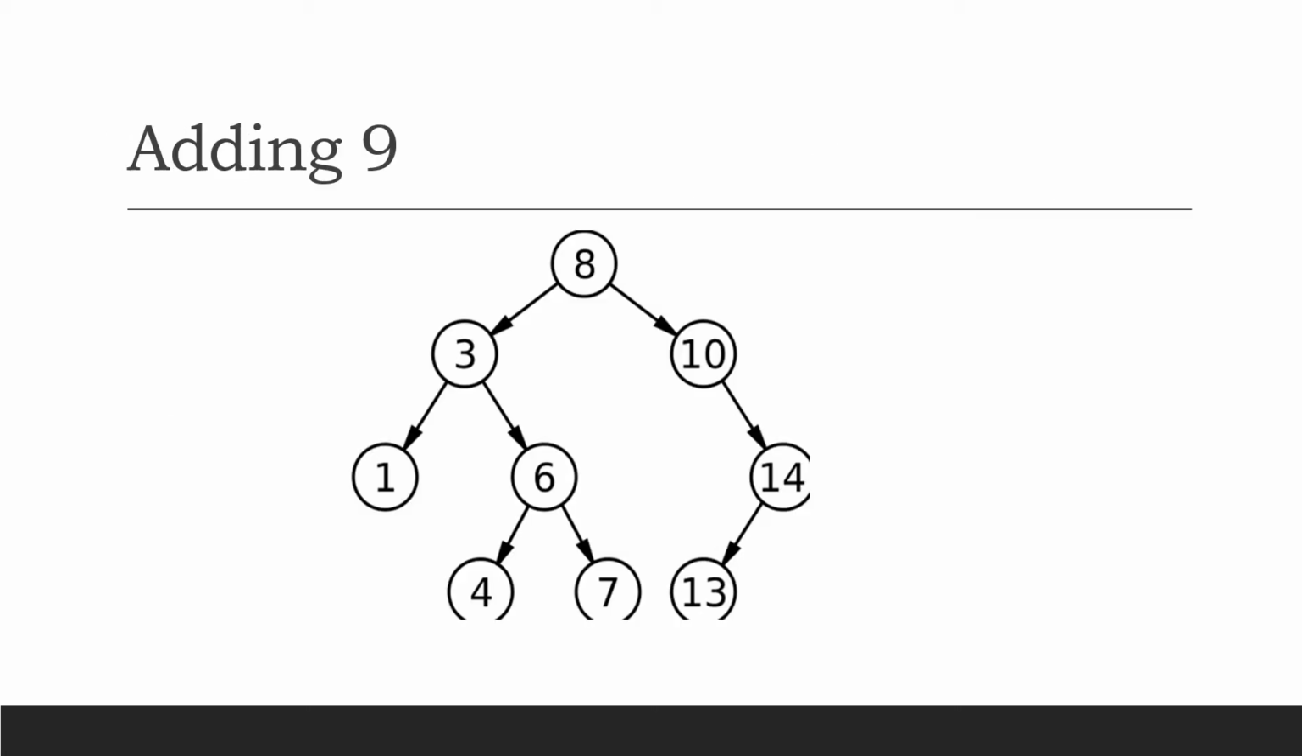Let's go through this process step by step. We look at the root node. 9 is bigger than the value at the root node, so we go to the right. It's smaller than 10, so we go to the left. There is no pointer at the left. That means there's space for a new value, and we add 9 there.